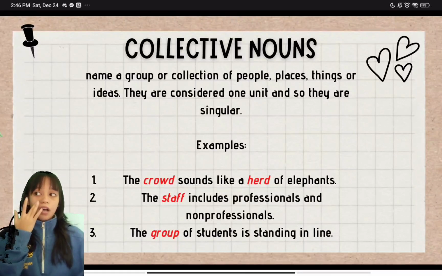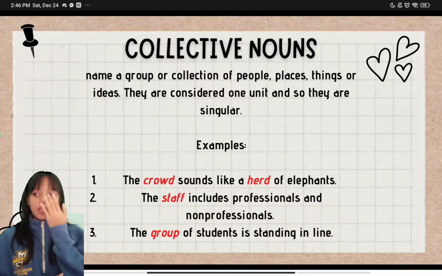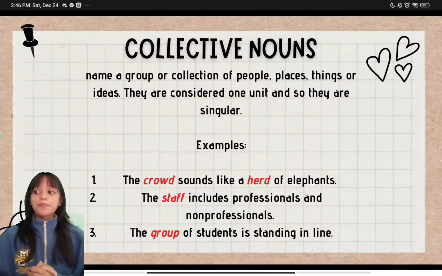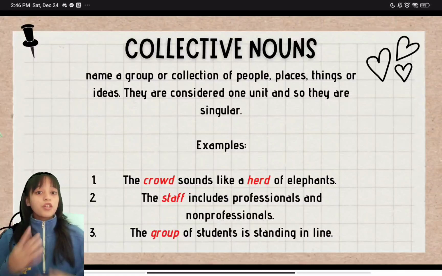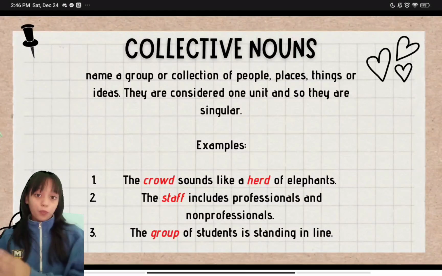So an example of a collective noun is: the crowd sounds like a herd of elephants. So which is a group there? Anyone? Yes, Sir Arzaga? Yes, crowd, correct. Anything else? Yes, herd as well. So the words crowd and herd are used when you're describing a group. So the collective nouns here are the crowd and the herd because they are a group.